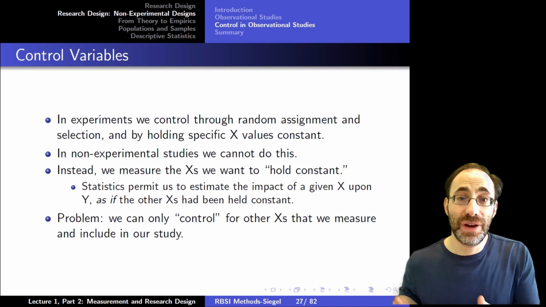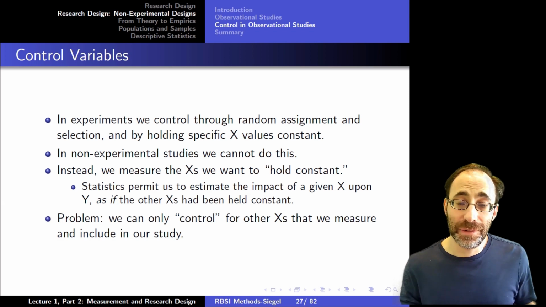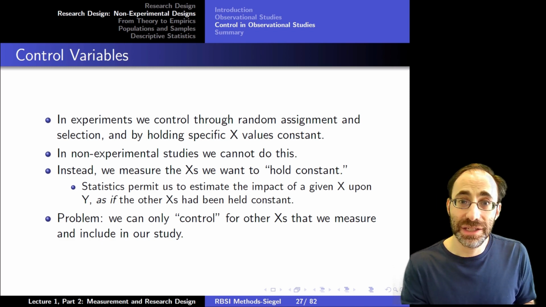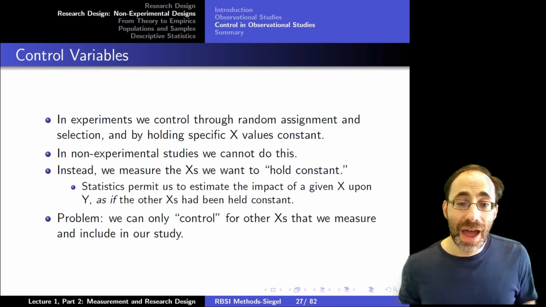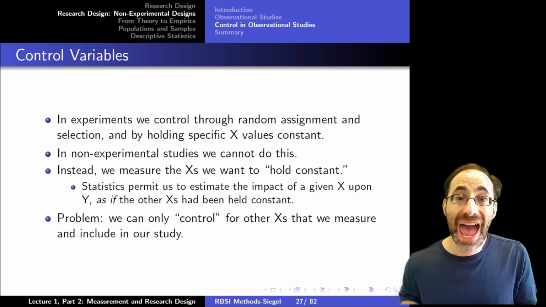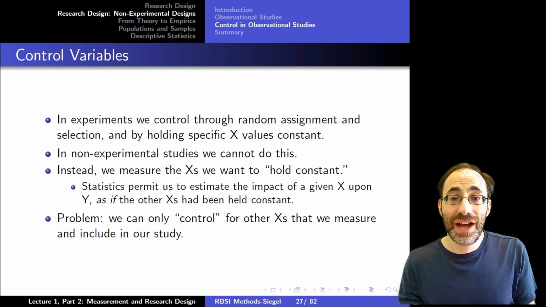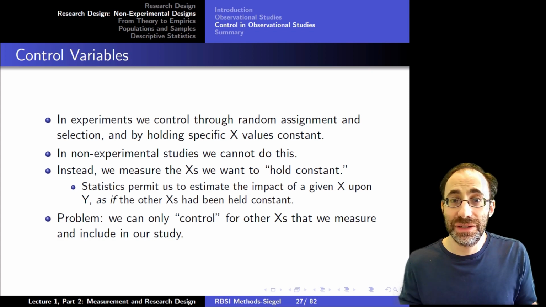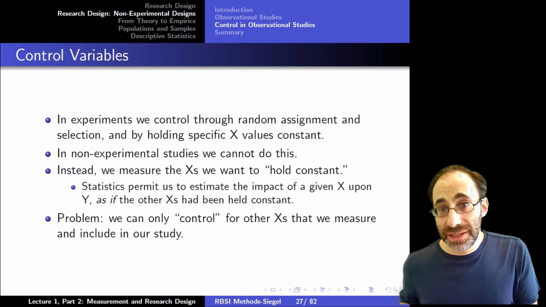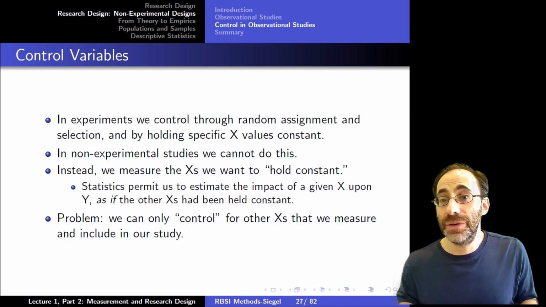So what we do is we measure a whole bunch of other independent variables that we call controls that we think might also explain variation in the dependent variable, and thereby might confound our inference as to what effect our primary independent variable of interest has on our dependent variable. So we measure these things, and we use statistics, as we'll learn about in this course, that permit us to estimate the impact of a given x upon y as if all the control x's were held constant. That's key. So instead of actually randomizing to create similar values of particular control variables across treatment and control groups, we use statistics to treat the effect of x on y as if all those other observed variables were held constant.